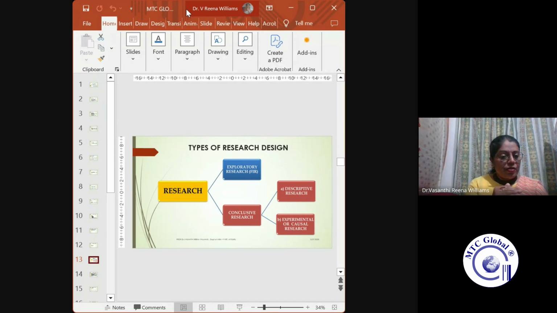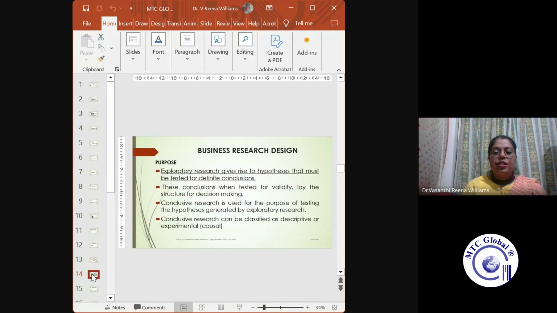Conclusive research means you're concluding. Because of this, the reason why this is happening is because of this. This is conclusive research. So conclusive research could be descriptive, where you're describing the problem, or exploratory, or experimental, or causal. Causal means you're identifying the cause of that problem, coming up with a solution. So these are the types of research design.